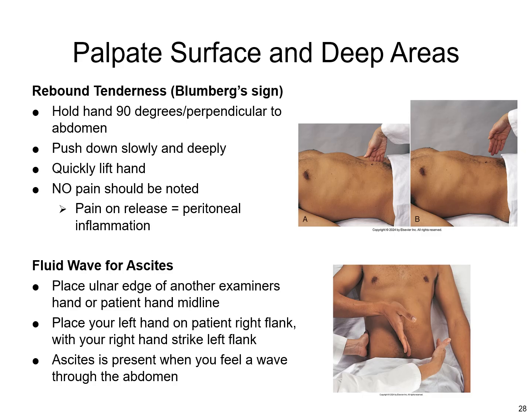We can check the Blumberg's sign. This is also known as rebound tenderness. You want to hold your hand at a 90-degree angle perpendicular to the abdomen. You are slowly going to press down deeply. Quickly, you are going to remove your hand. Your client should not feel or experience any type of pain. If there is pain upon release, this is peritoneal inflammation, or this is also how we can assess for appendicitis.